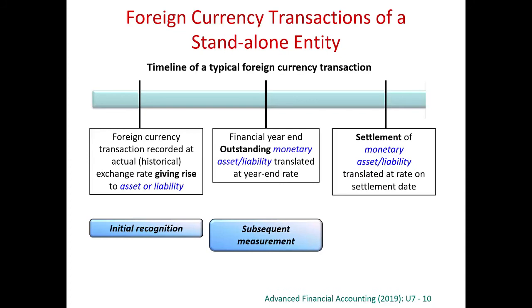It's important to distinguish monetary items from non-monetary items because the accounting treatment is different. If this is a monetary item, it can be a monetary asset or monetary liability. If this is a monetary asset or monetary liability, then at every financial year end, you have to use an updated exchange rate, which we call the closing rate, to translate it again.